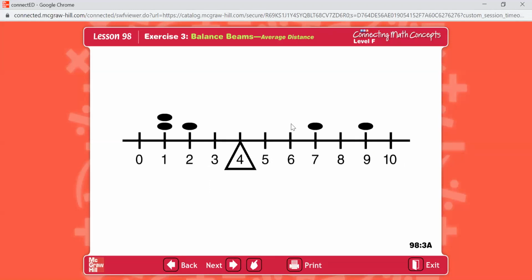How many units? So right here on 1, how many units away are we from 4? We are 3 units away from 4. 1, 2, 3. To find the total distance of the weights from the balance point, we work the problem 3 plus 3. The total distance from the balance point is 6.